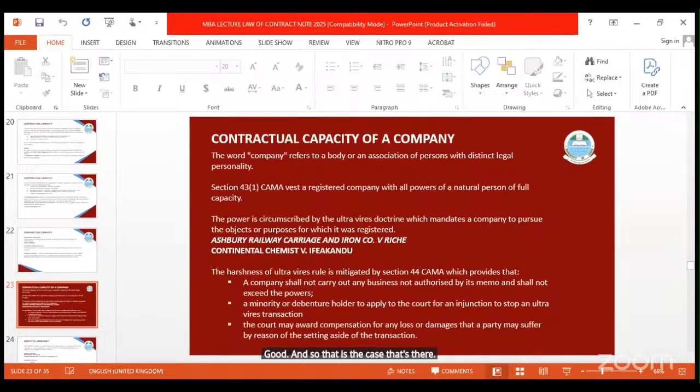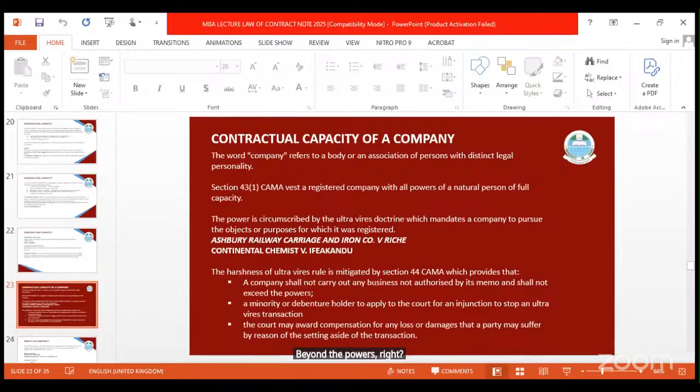Continental Chemist with Ifekandu. So Ifekandu was one that did that to Continental Chemist after he was trained and became a medical doctor. He came back and told them, look, Oga, go and check your memorandum. You don't have the powers, so what you've done is beyond the powers, right?